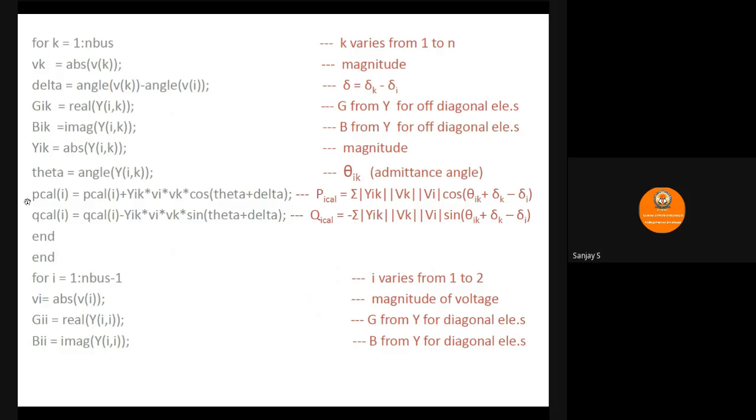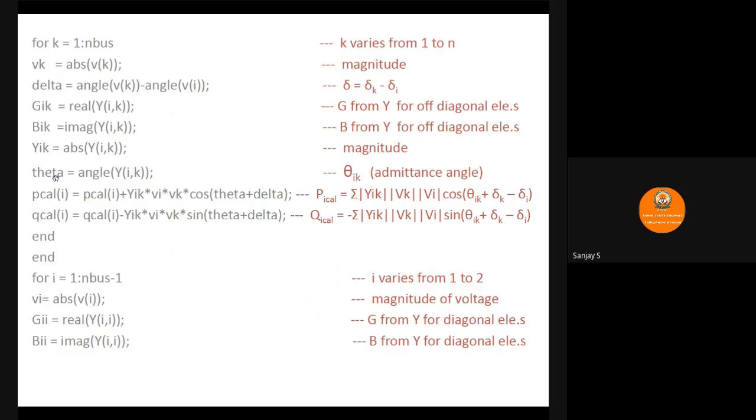Then formula for P cal of I. You can see the formula on the right side. Pi calculated will be summation Yik Vk Vi magnitude cos of theta Ik plus del k minus del I. Straight away it has been implemented in the standard format. P cal of I is equal to P cal of I plus Yik Vi Vk cos of theta plus delta. See, for ease of programming, del k minus del I, already we have taken it as theta.